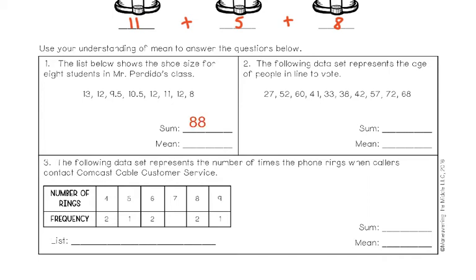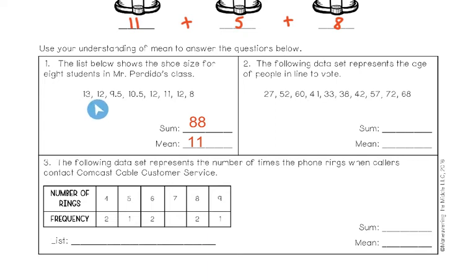All right, the sum of these data points is 88. Now I need to divide by 8 because there's 8 students in the class. Take a second, divide by 8, and press play when you're ready to check. I got 11. So the average shoe size is 11.